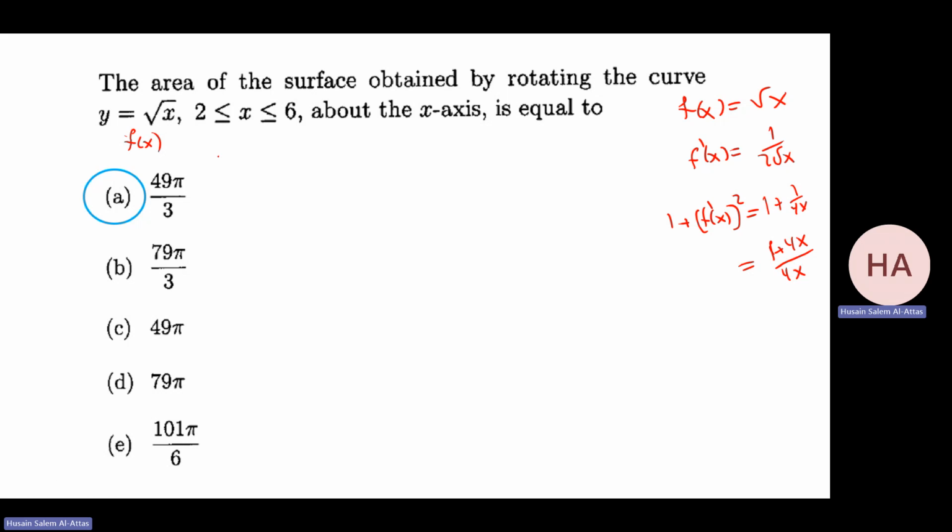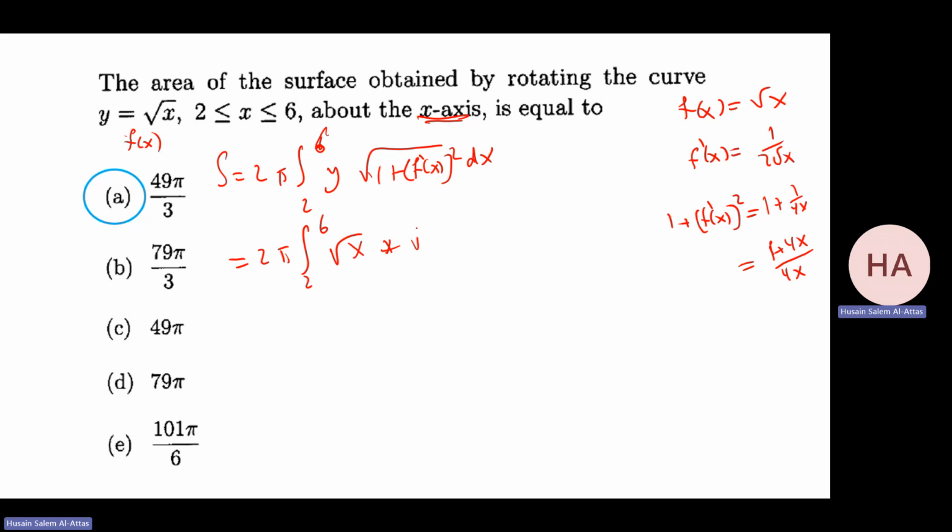I need the square root of this. So my S will be 2 pi integral from 2 to 6, about the x-axis. So I need y times square root of 1 plus f prime of x squared. That will be 2 pi integral from 2 to 6 of y, which is square root of x, times square root of 1 plus 4x over 2 square root of x dx. The square root of x cancelled, 2 also cancelled. So we have pi integral from 2 to 6 of square root of 1 plus 4x dx.